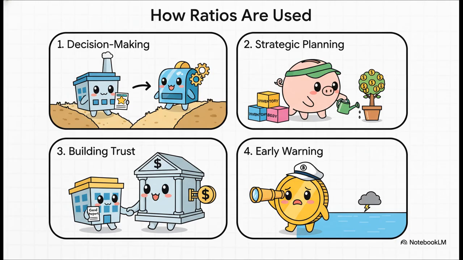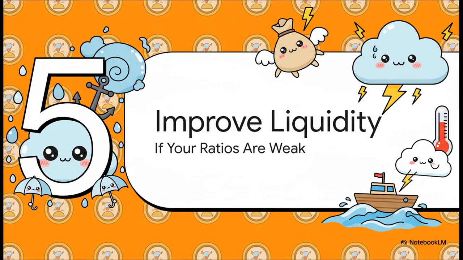They're also key for building trust. A bank is going to look at these numbers very, very closely before they even think about giving you a loan. And maybe most importantly, if you see these ratios start to slide month after month, that's a massive red flag. It's your early warning that something deeper is wrong. And that leads us perfectly into our next section. What can you actually do if your financial barometer starts pointing towards a storm?